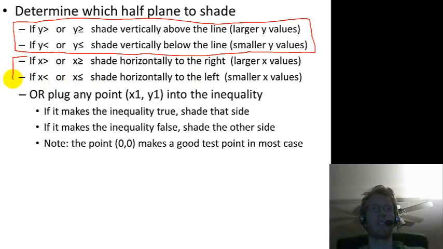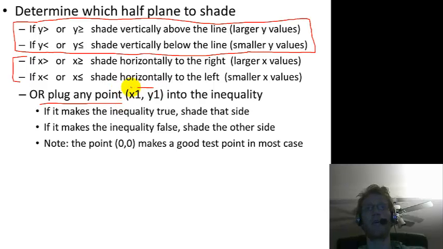So this is another possibility, but less common. And then if you don't have the equation solved for either x or y, or you want just an alternate way to do this, you can plug in a point and check it and see if it's true. Now the idea is you're shading the region where the points satisfy the inequality, which means they make it true.